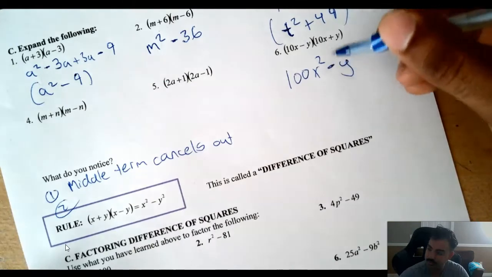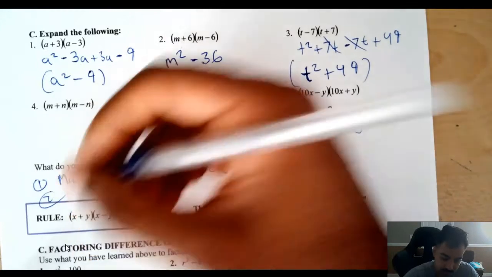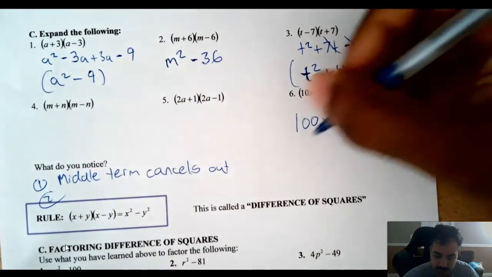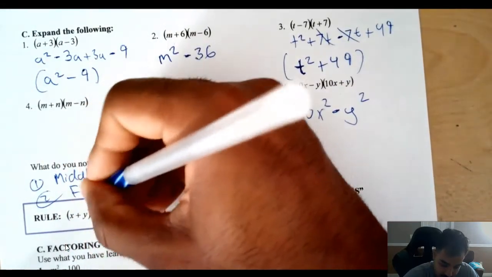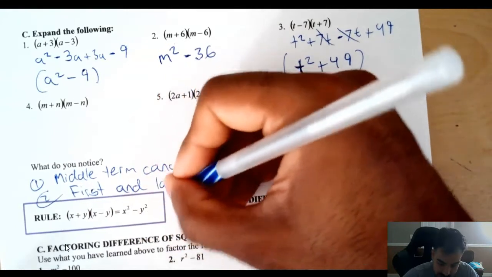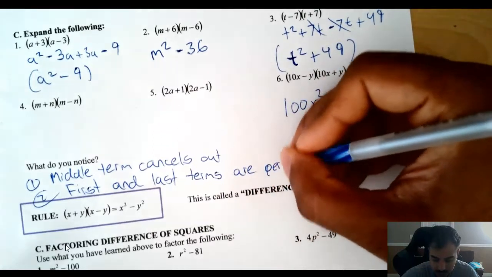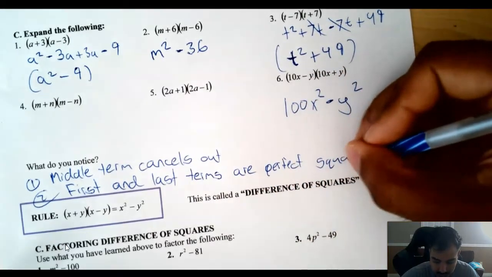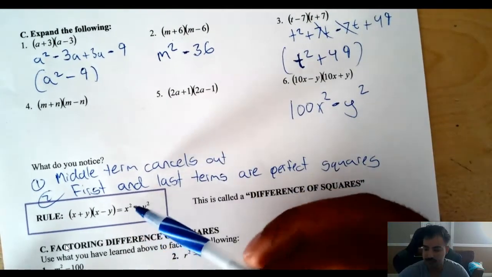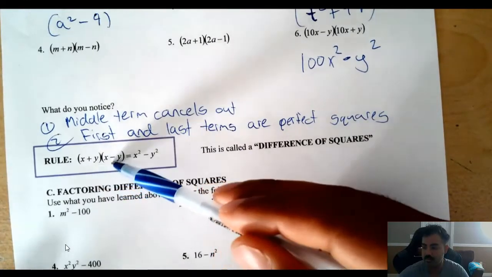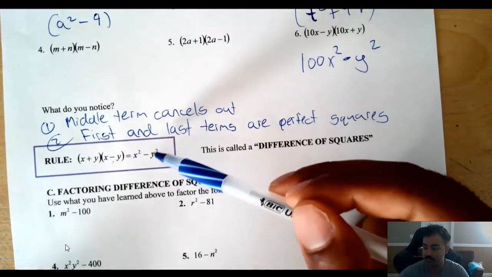Yeah, so there's no middle term here, right? Or here. And lastly, you also have the first and last terms are both perfect squares. So that's called difference of squares, and that's the general form. If you have the same binomial but opposite signs, the middle term goes missing, and you get a negative square, but the first and last terms are perfect squares.